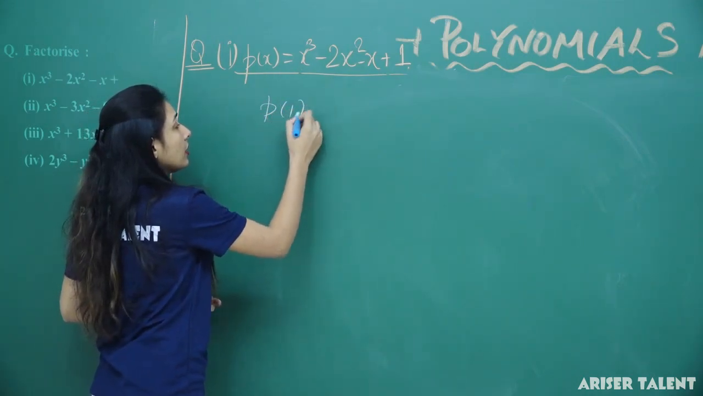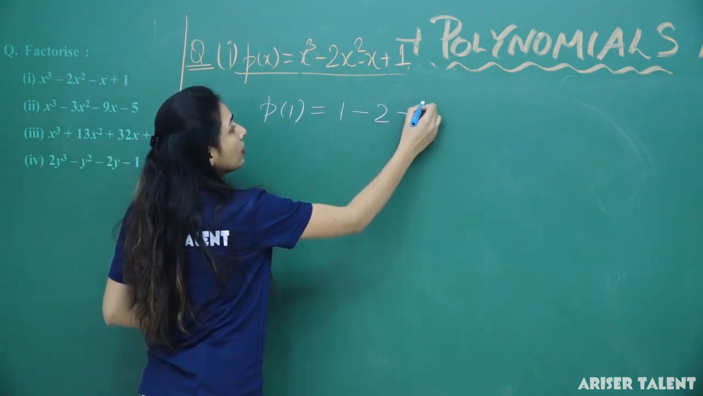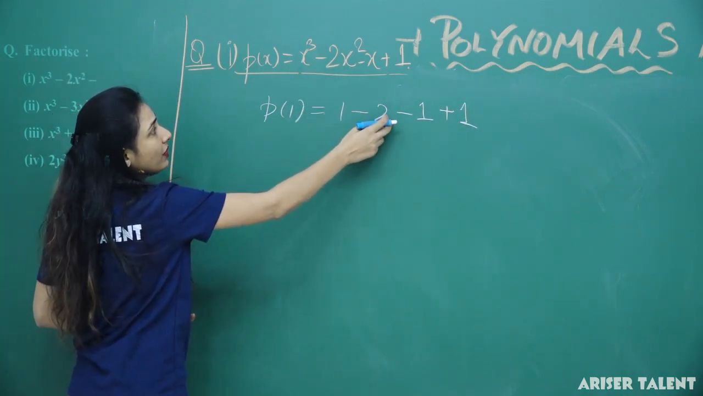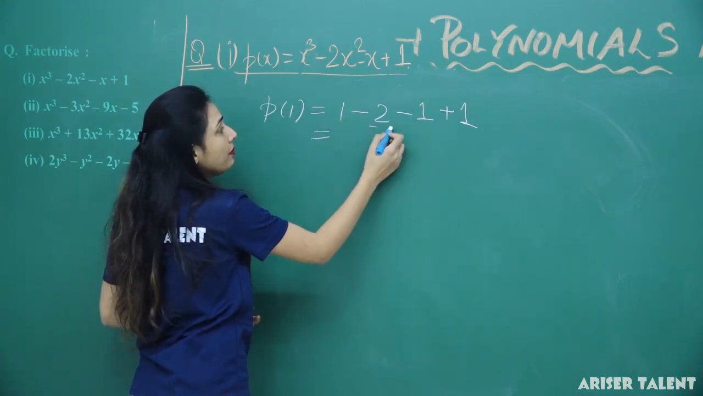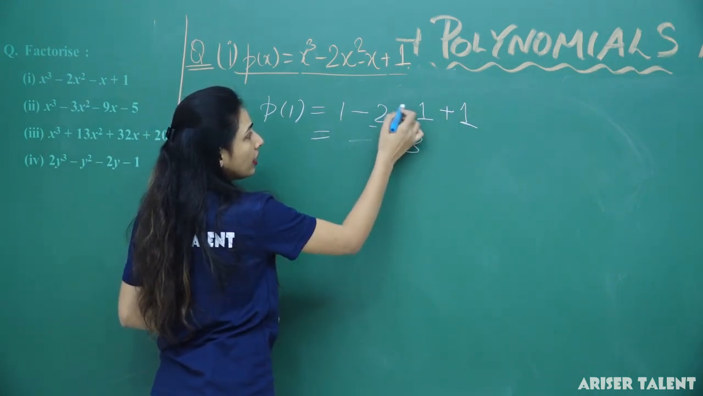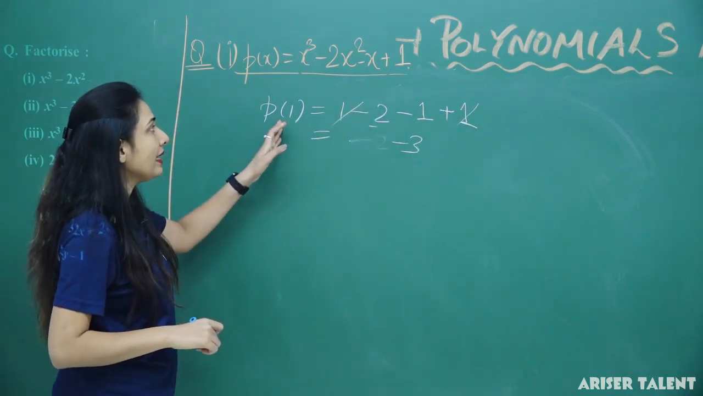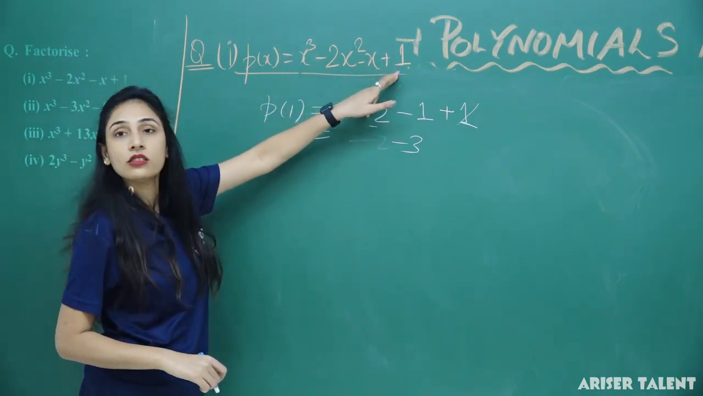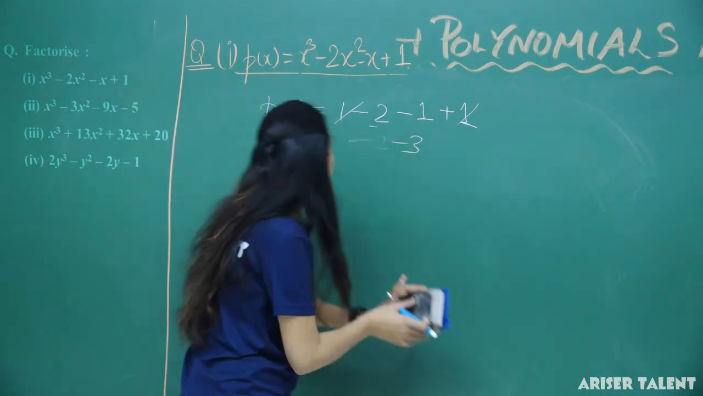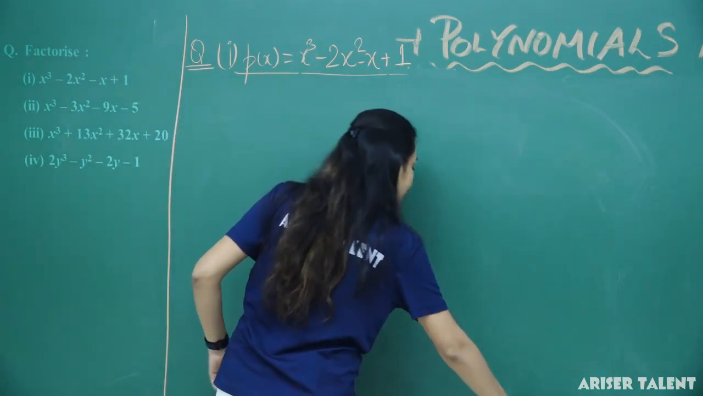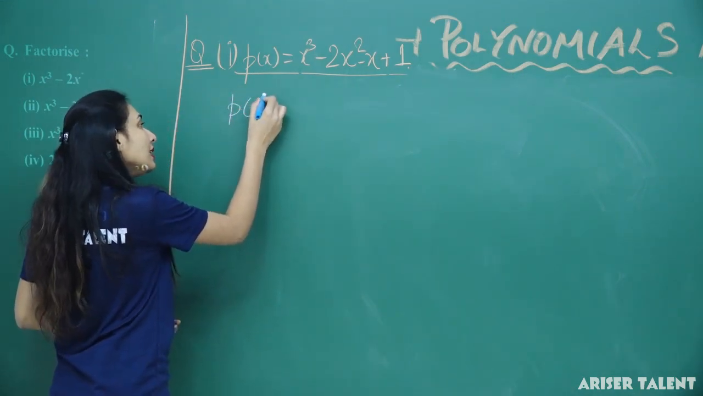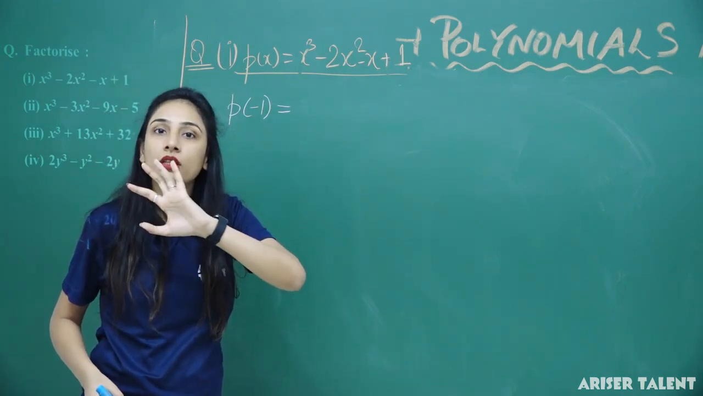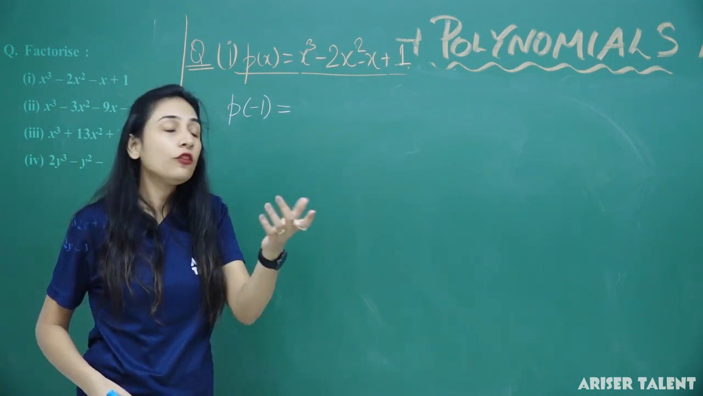So P(1) will be 1 minus 2 minus 1 plus 1, 1 minus 2 multiplied by 1, minus 1, 1. So that will be minus 2, minus 3. So 1 is not working. Let us talk about 0. If I put 0 here, 0, 0, 0, 1 is remaining. It is not working. Hit and trial means you have to put the value and find out whether it is correct or not. P(minus 1), let us talk about this, because in the last I am getting 1. Factor of 1 is only 1, so I have to put 1 only.